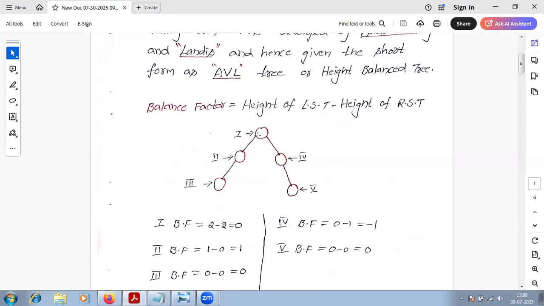We'll check the balance factor of every node. Okay, first node, node 1. Balance factor equal to, we already know the formula. That is the condition. What is the balance factor? Height of the left subtree minus height of the right subtree.